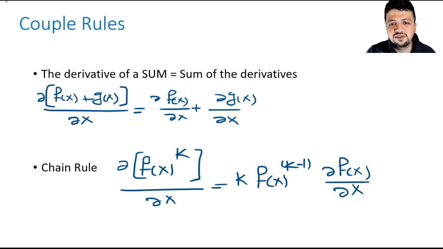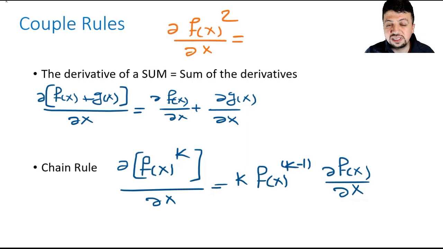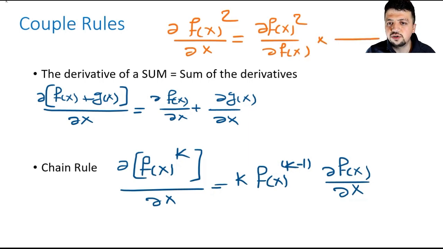Let's say you have f of x to the power 2, the entire thing to the power 2, and you want to take the derivative of that with respect to x. Now, f of x squared is not a direct function of x, but it is a direct function of f of x. So if you want to compute this, it's as if you were doing f of x squared, the derivative of that with respect to f of x, and then times the derivative of f of x. Now that is a direct function of x. Now you can do that.